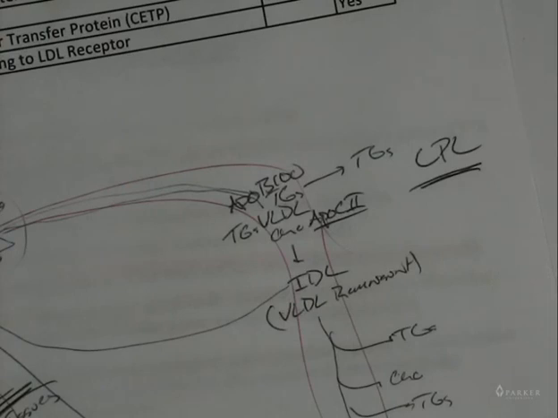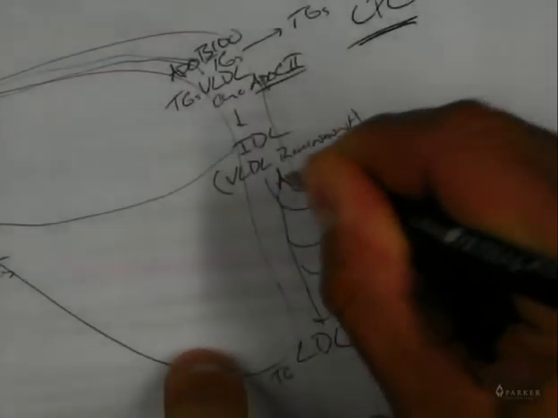VLDL, making it more dense or less dense? Making it more dense as it loses fats. When it loses fats, it becomes IDL or VLDL remnants. And then IDL gets out there and it's like, hey, this fool wants some more fat. It activates ApoC2.